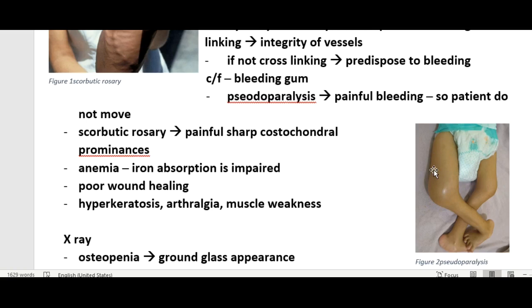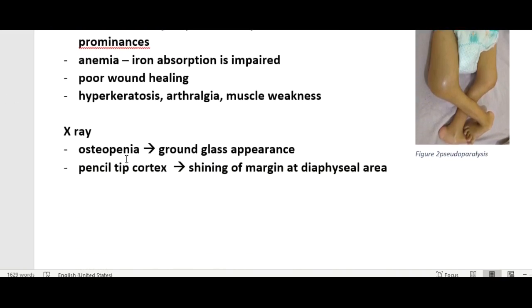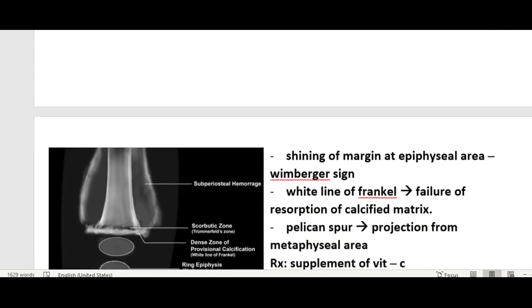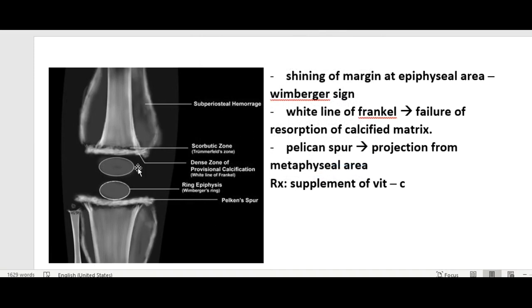There is poor wound healing. Because of impaired iron absorption, there is anemia also. Other symptoms like hyperkeratosis, arthralgia, and muscle weakness are also seen. Then if we do an X-ray, it shows osteopenia, a ground glass appearance, and you can also see pencil tip cortex. There are many signs in the X-ray, so we will have to learn about them.